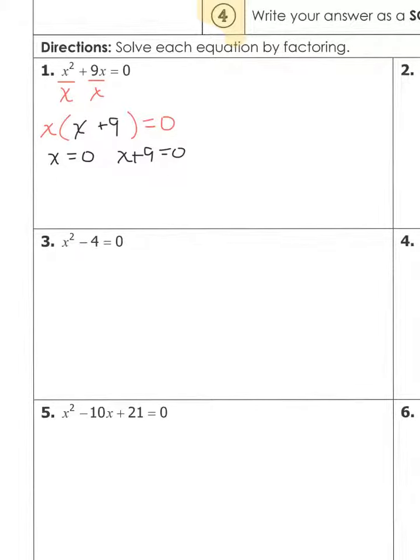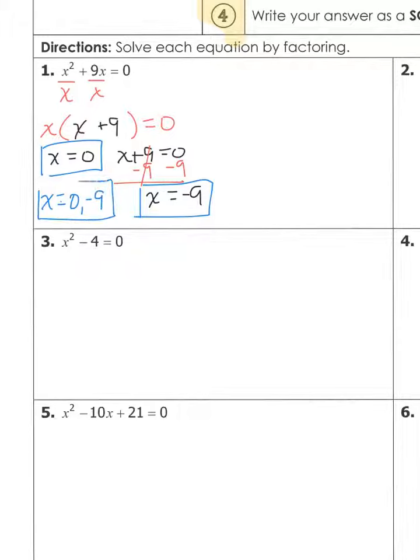This one's already solved for x, so there's not anything to do for this one. So one of our values is 0. Then the second one, if we subtract 9 from both sides, then x is going to equal negative 9. So we have two solutions, x equals 0 and x equals negative 9. You can write them this way or as a solution set. I don't care which way.